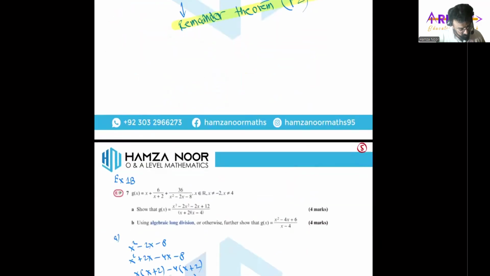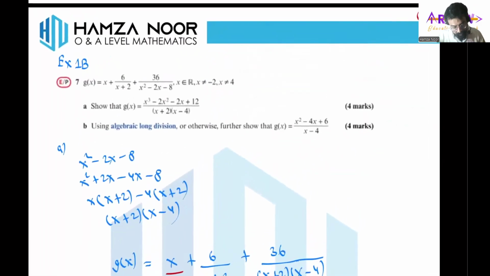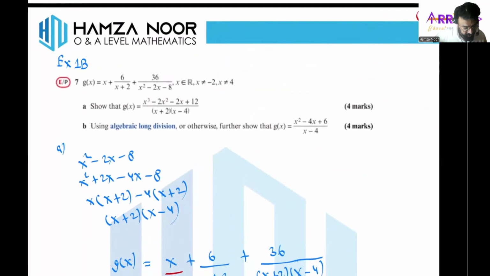Now let's come on to exercise 1B, question number 7. The question says that g(x) is equal to (x plus 6) upon (x plus 2) plus 36 upon (x square minus 2x minus 8), where x can take any real values and x is not equal to minus 2 and x is not equal to 4. In part A, we need to show g(x) in this form. As you can see, when x equals minus 2 becomes the input of this g(x) function, this x plus 2 will become 0 and g(x) is going to be undefined.